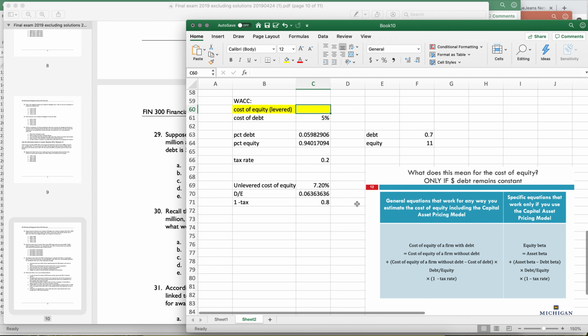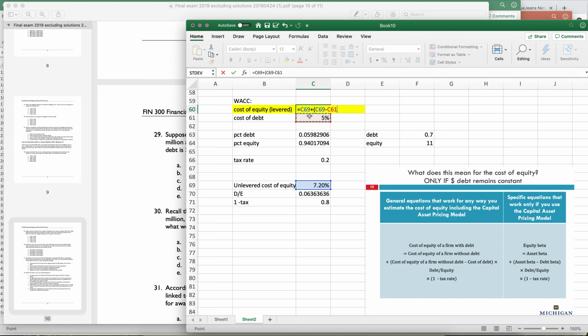And let's fill in the equation here. So the cost of equity for a levered firm is going to equal the unlevered cost of equity plus, open our parentheses, the unlevered cost of equity minus the cost of debt, which is 5%, times debt over equity times 1 minus the tax rate. We end up with 7.31%.